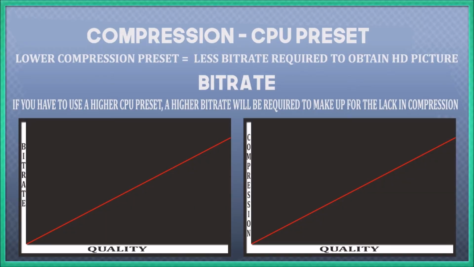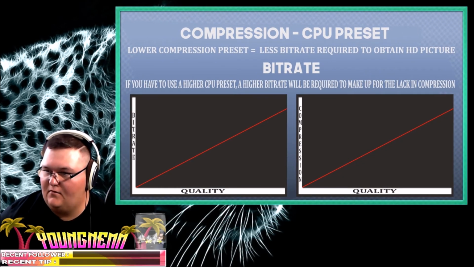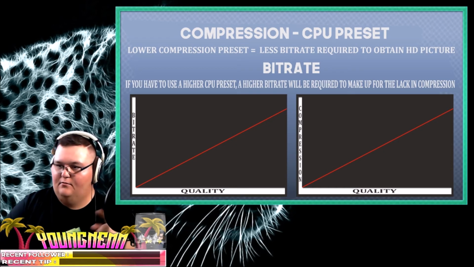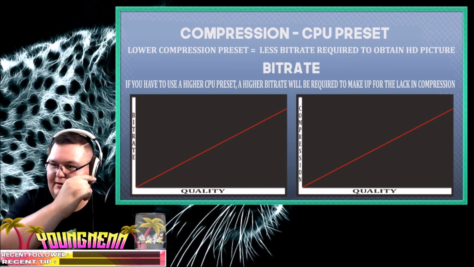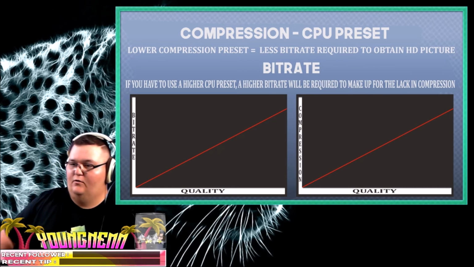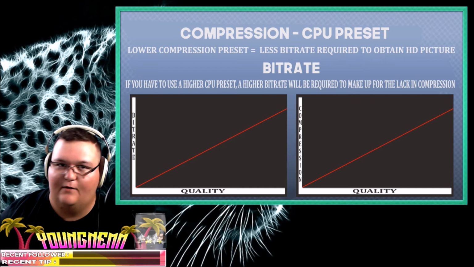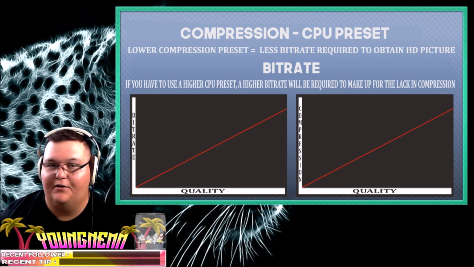Now, I've come up with a handy image to explain this. Okay, so for the first image here, this one, this is if you have a high compression, if you have your CPU preset set to ultra fast or super fast, you're going to need a higher bitrate to achieve the same quality as someone with the other one over there, the second one. The other guy's got very good compression. He's using a lower preset, something like medium or slow, and a lower bitrate to achieve that same quality.